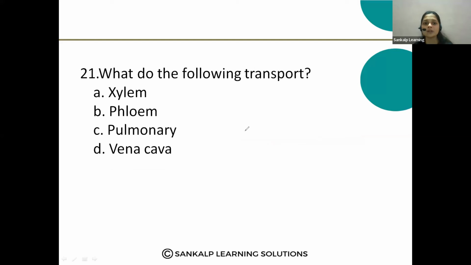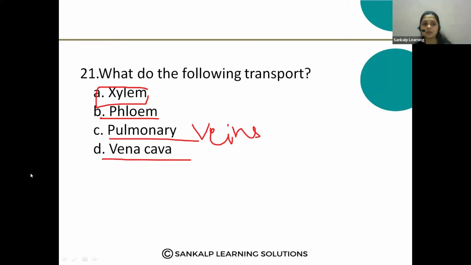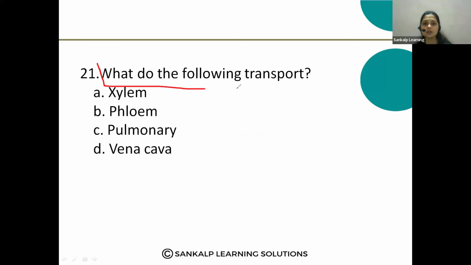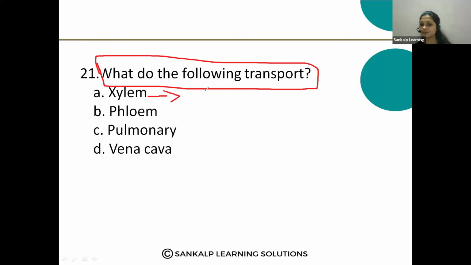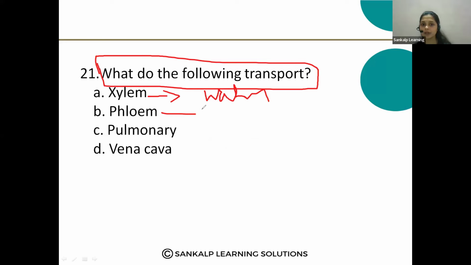Okay, so here: xylem, phloem, pulmonary veins and vena cava. I hope you heard this question: what do the following transport? Xylem transports the water. Then phloem, food. So it is the food conducting tissue in plants. And pulmonary veins.